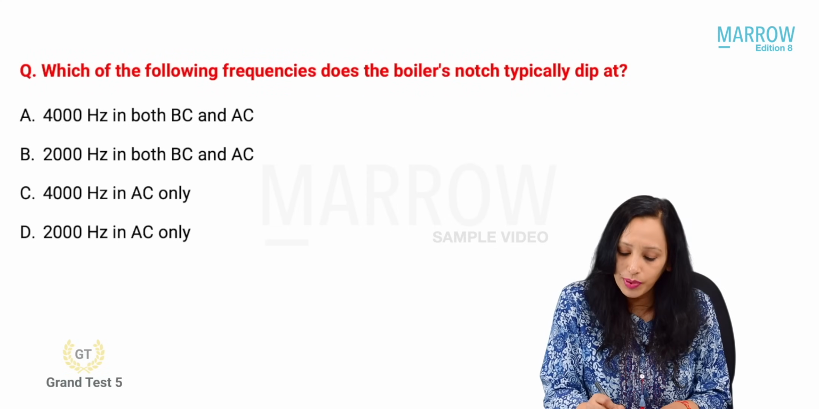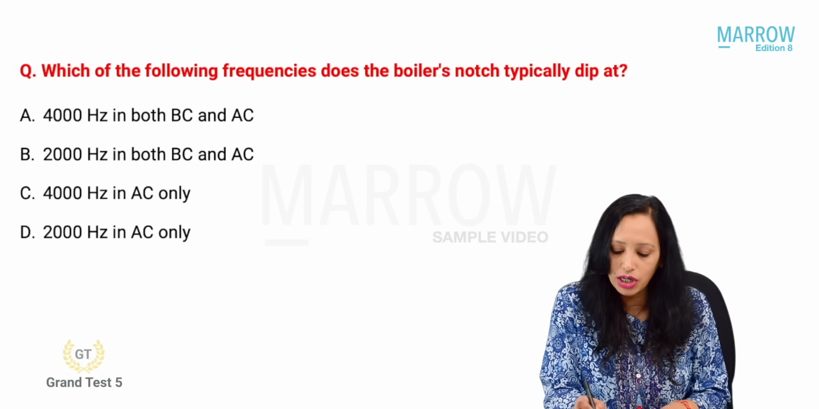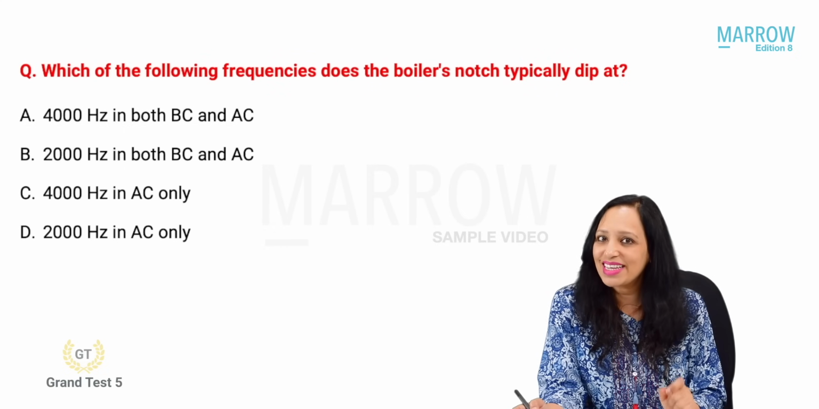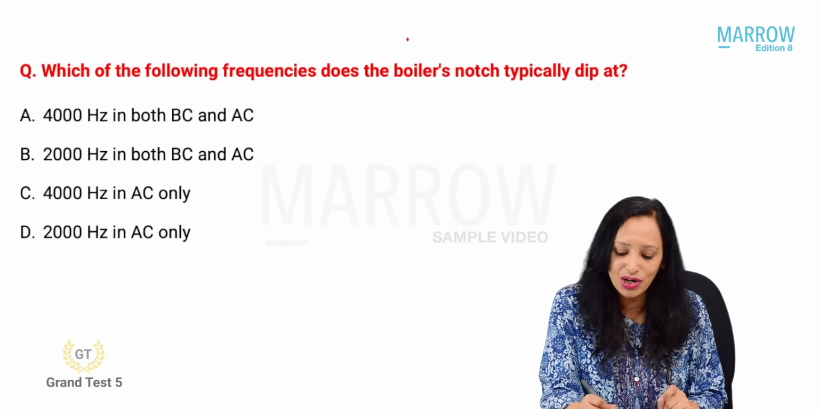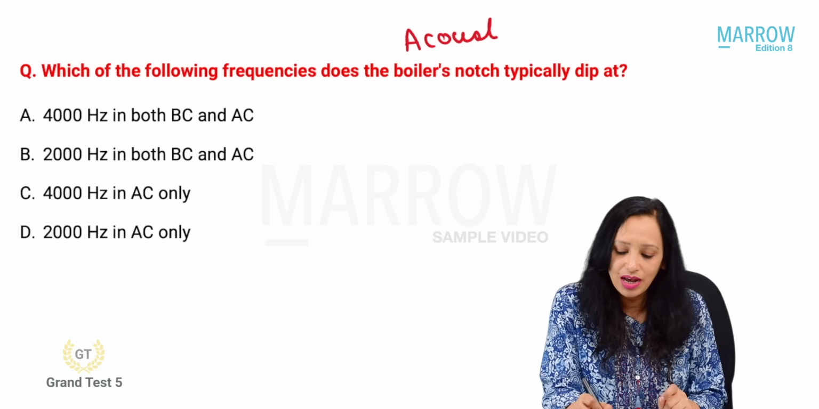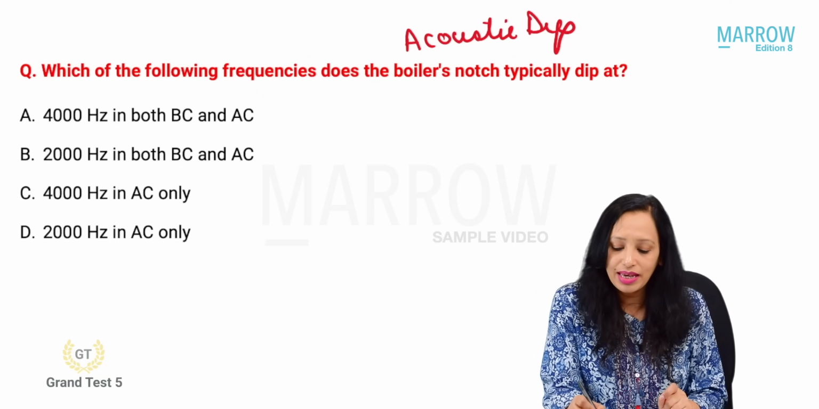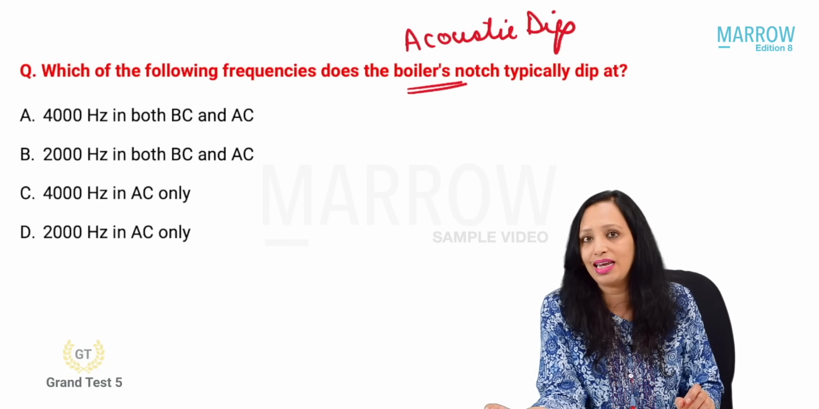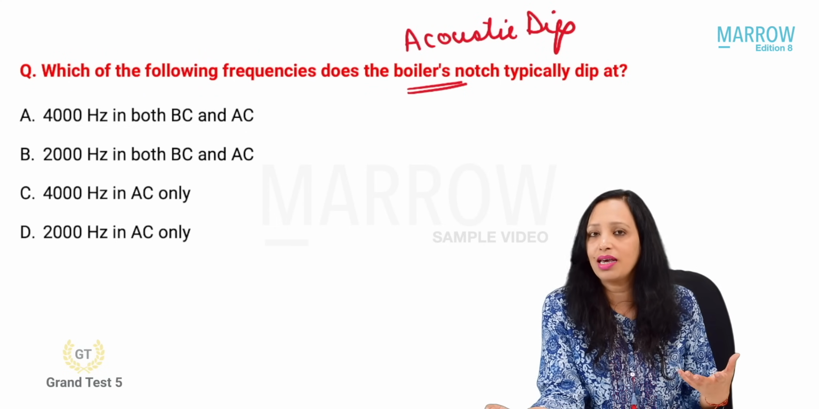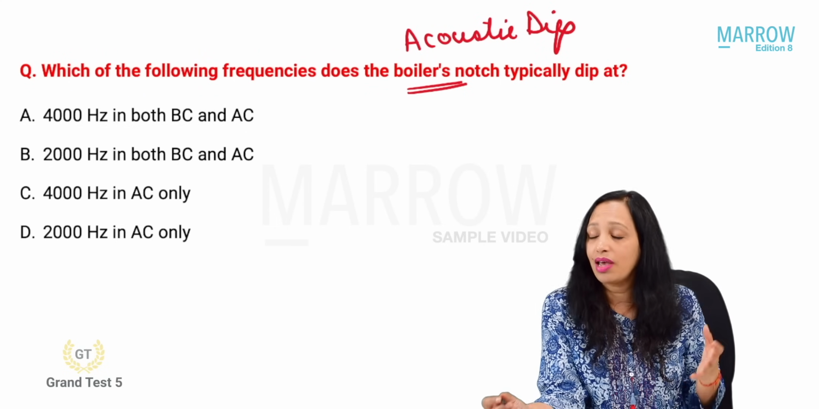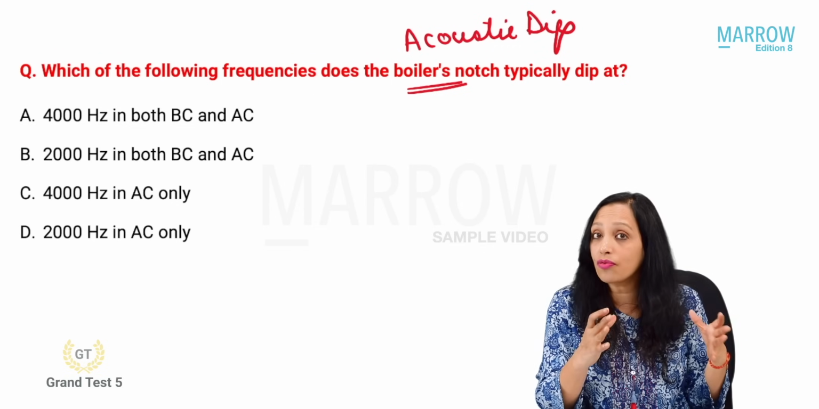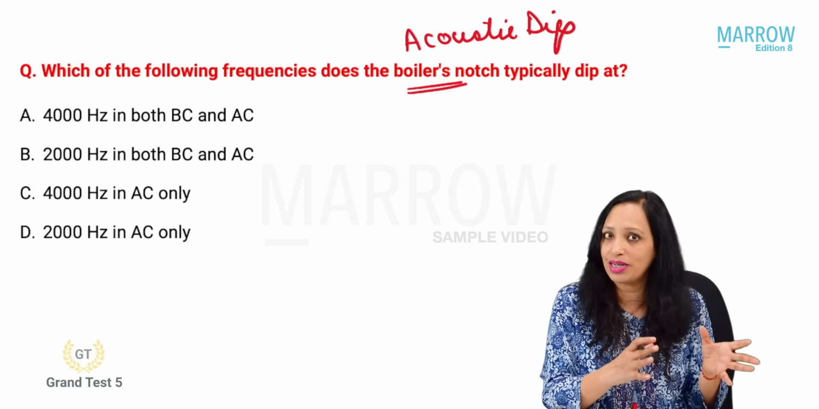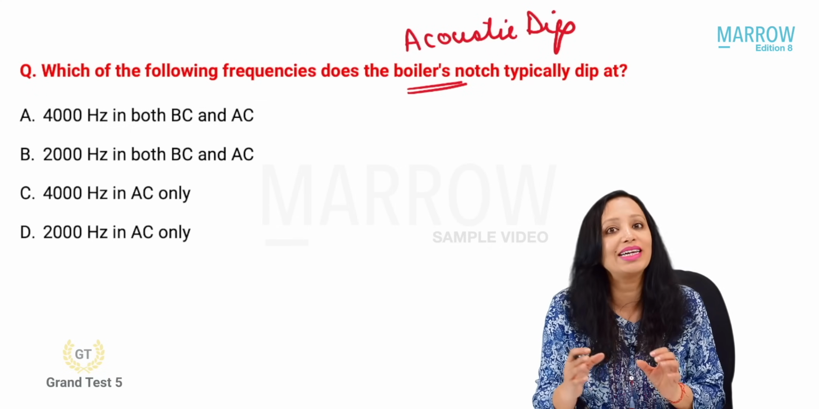Which of the following frequencies does the Boilers' notch typically dip at? What is Boilers' notch? Yes, this is another name for acoustic dip. This noise-induced hearing loss was initially seen in people who were working in steam boilers. So there the machines make a lot of noise. So that is why it was earlier known as boilers' notch, but now it is known as acoustic dip.